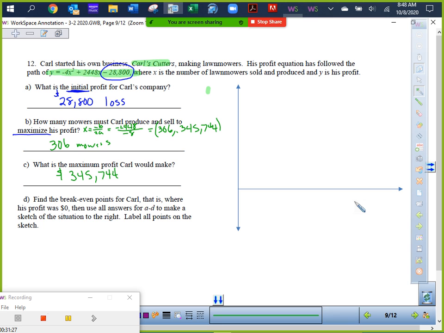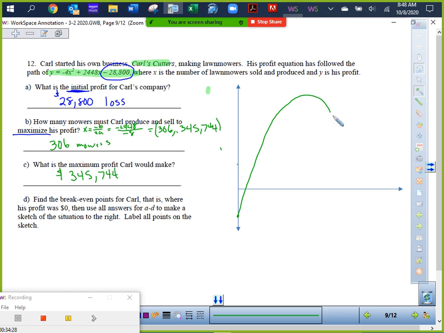So this is what happens with Carl. He can only make a maximum profit because of the supply and demand. Not everybody in the world needs to buy a lawnmower. He's only got a certain amount of customers. So that's why all these profit equations turn out to be quadratic. I'm just going to give you a little sketch because he can start wherever. He starts in the hole, and then all of a sudden he could sell it.